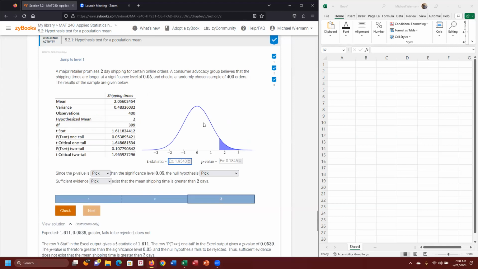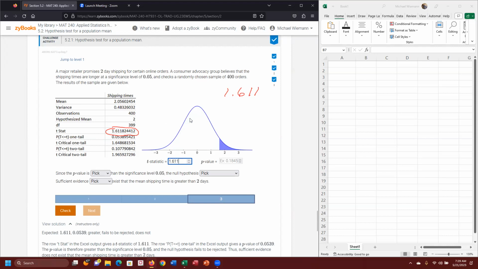Okay. So the t-statistic is given to us inside the chart. We do not need to use Excel, but we are going to have to do some rounding on this. In our t-statistic, they want this as 4 decimal places. So you'll notice the 9543 that's listed there. In this case, we'll just pull the 4 digits off of that, so 1.611.